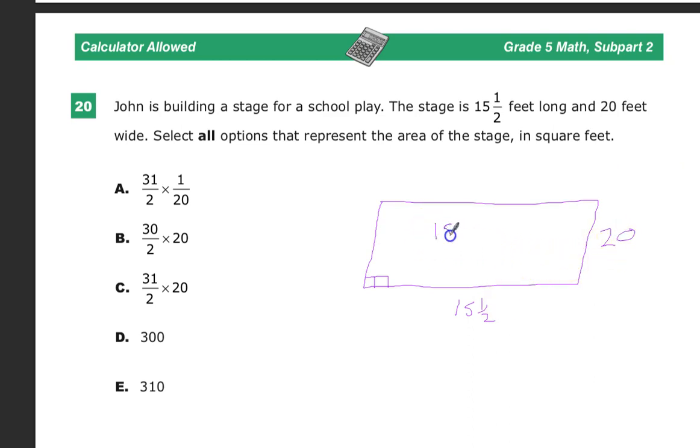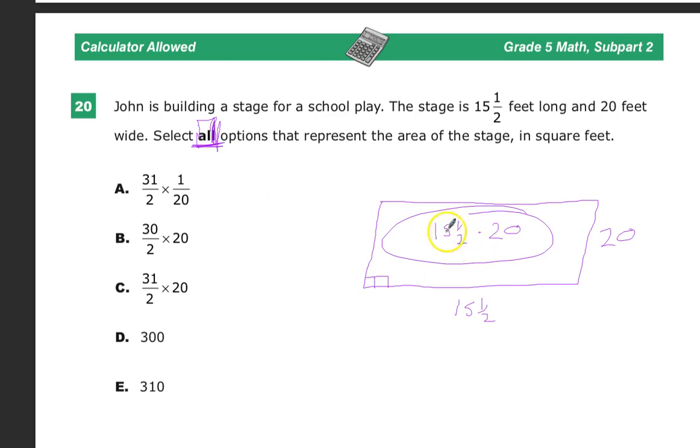So I would say 15 and a half times 20. Now you're like, well, none of that's over there, so what am I supposed to do? Well, what you're supposed to do is think about different ways to view these numbers. You'll notice that some of the answer choices are set up. Oh, by the way, I forgot to mention, select all options that represent the area of the stage in square feet means it could be all of them. It could just be a few. It probably won't be all of them, but it could be. So don't sleep on any of the answers.